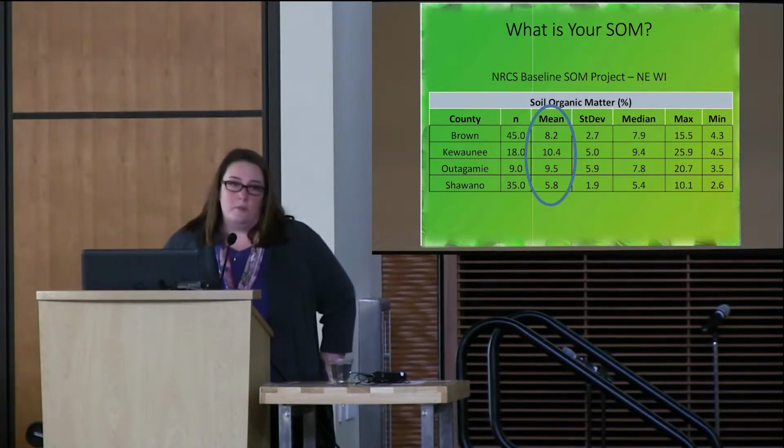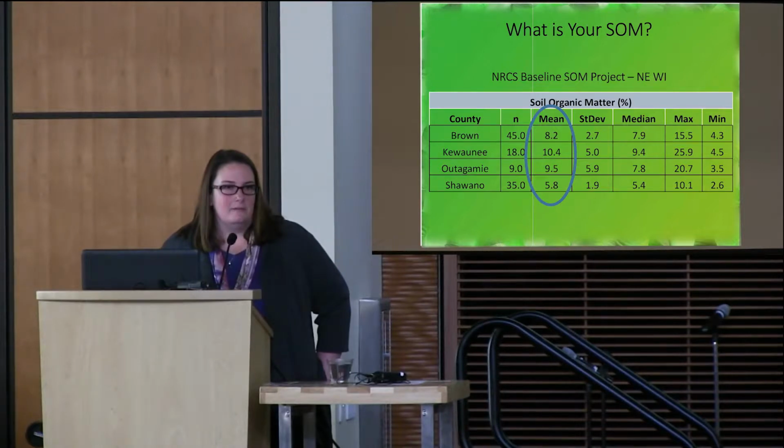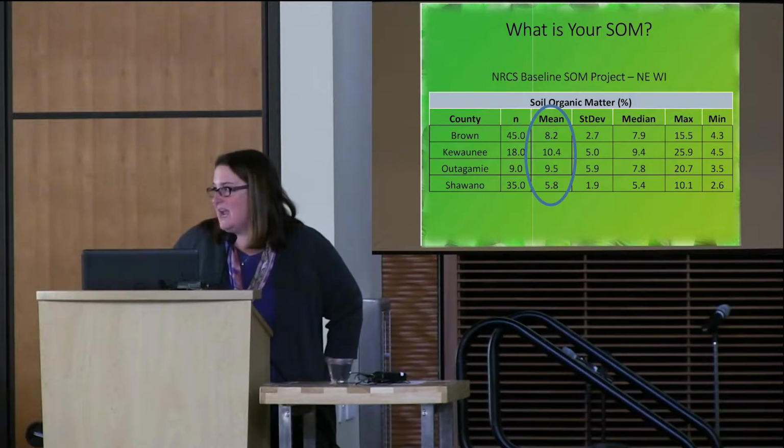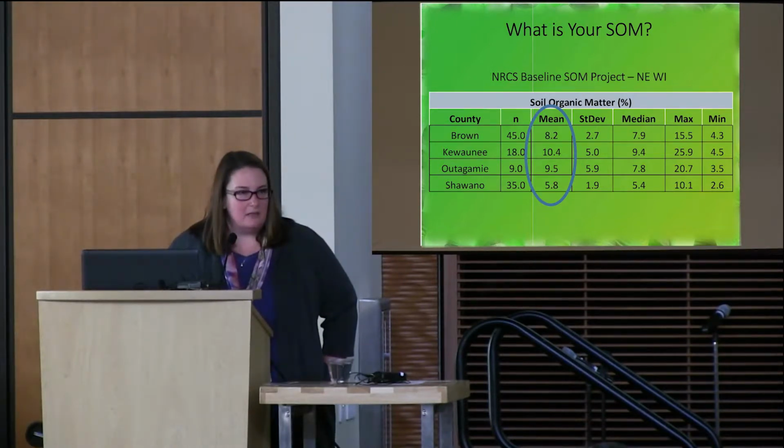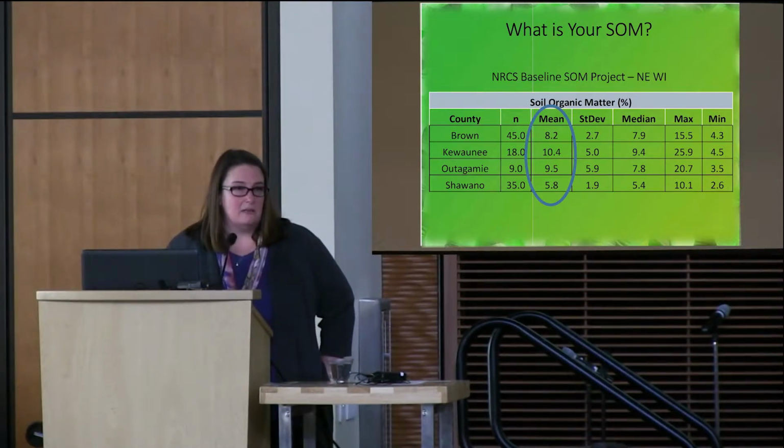I'm going to use the words OMG, right? This is what our natural soils would have had for soil organic matter levels, we estimate. 8, 10, 9. And in my sandy soils of Shawano, where we now have 1 to 2%, originally would have had around 5 to 6.